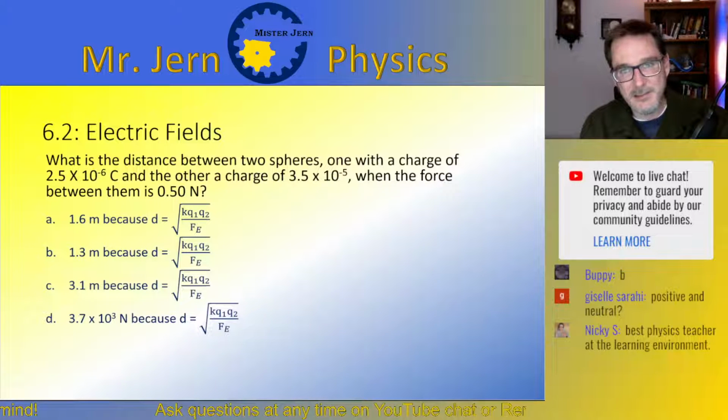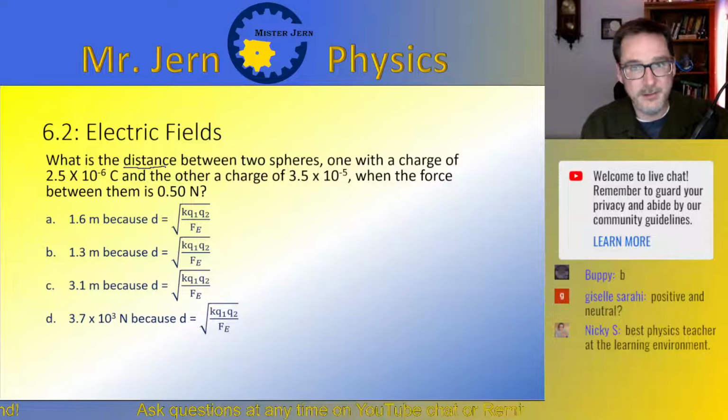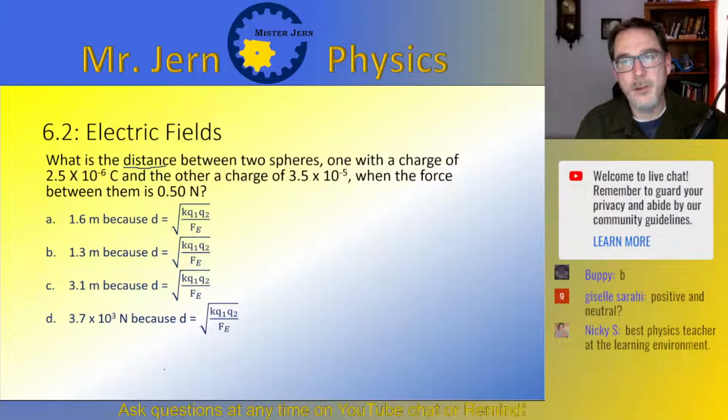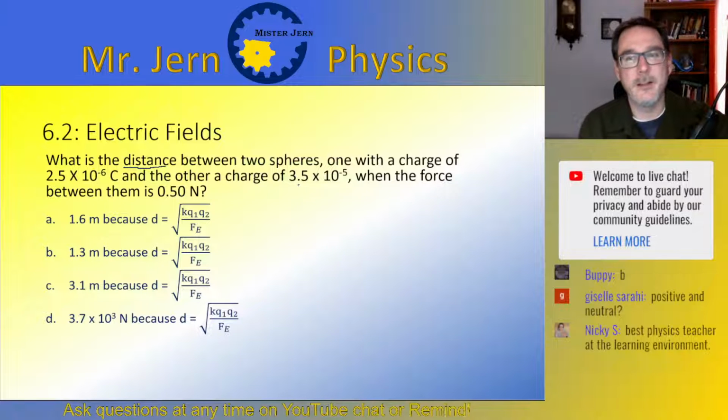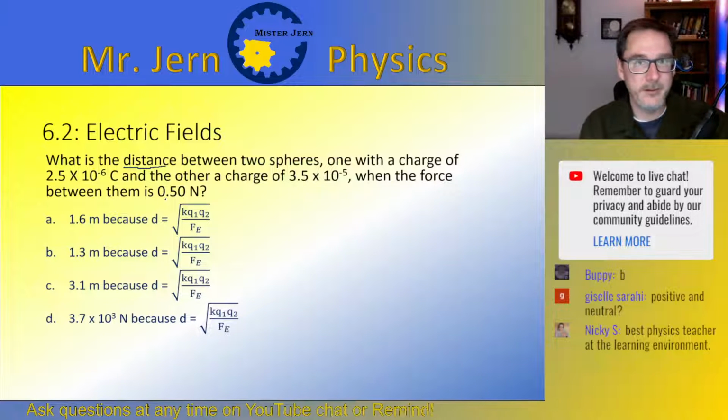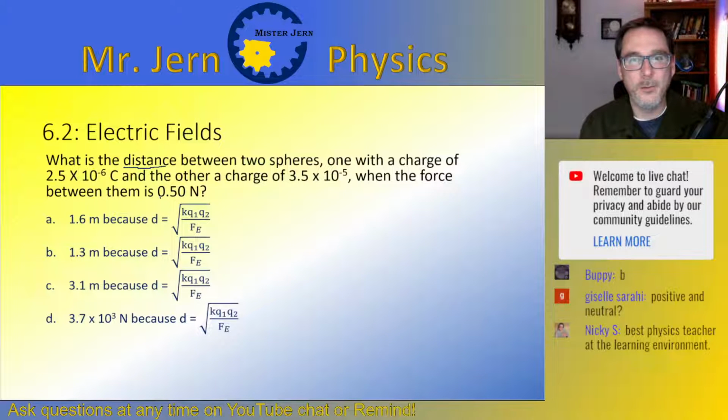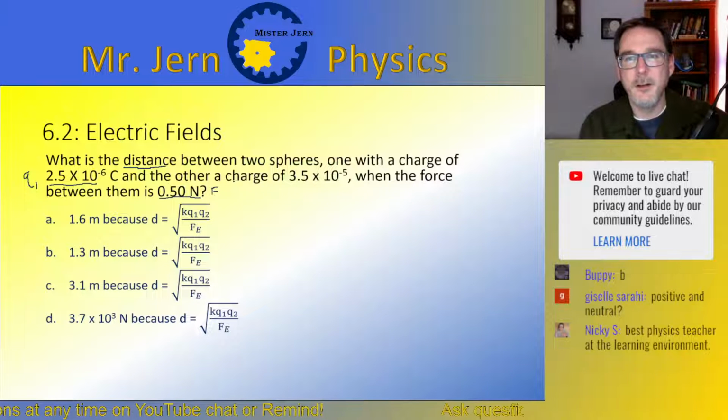What is the distance? Now we're trying to solve for the distance between two spheres, one with a charge of 2.5 times 10 to the negative 6 coulombs, and the other with a charge of 3.5 times 10 to the negative fifth, when the force between them is 0.5 newtons. This will be your force. This will be one of the charges, let's call it Q1, and this will be the other charge, Q2.